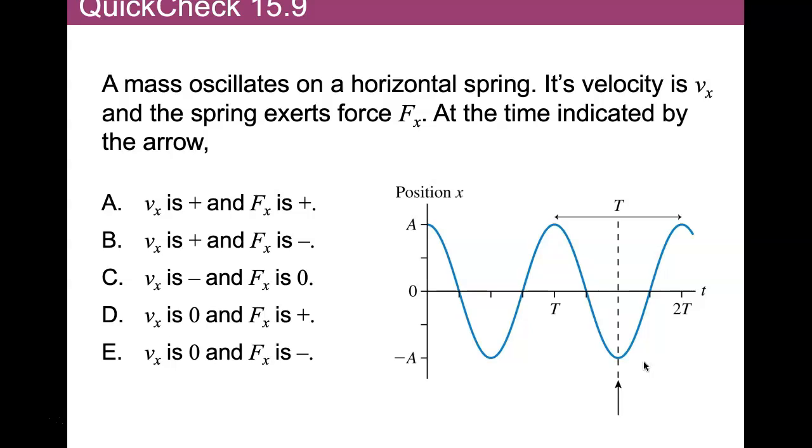So the velocity must be 0, so A, B, and C are incorrect. We're left with D and E. Then we want to see what the sign of the force is. Again, you're all the way at minus a, a negative position, and the force is of course pulling you toward the equilibrium position, so it must be to the right.